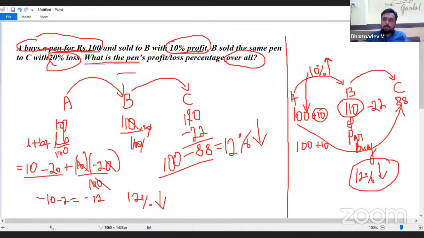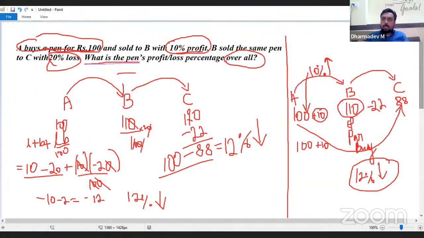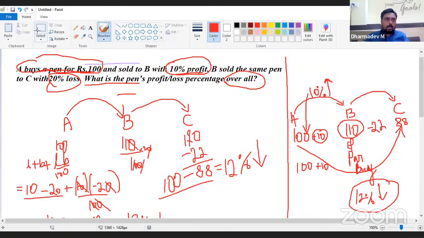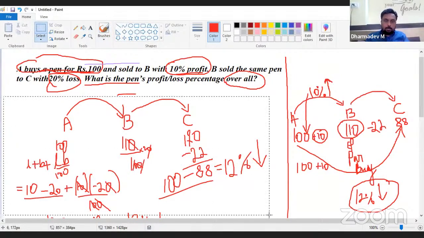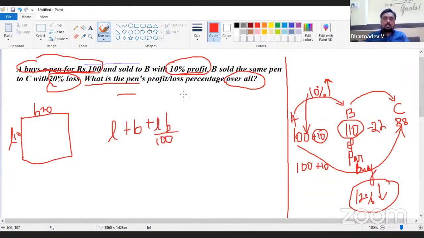Rita, are you clear with this method? Yes, sir. I'll just give you the second method, that is L plus B. In this way, you might have a question based on a rectangle. For example, if a rectangle's length and breadth are increased by 10% and 20%, we use the logic length plus breadth plus the corners, calculated as LB by 100. We can use this for this question also.